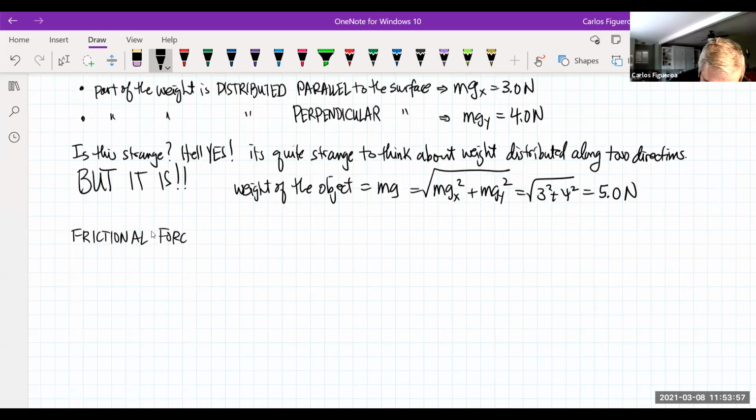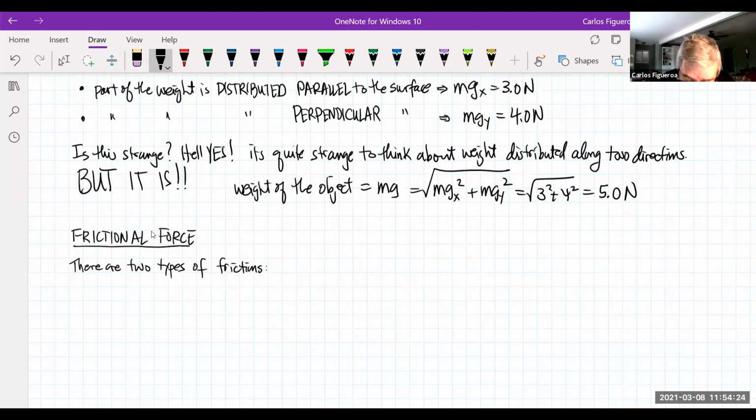Frictional force, because the frictional force is another one of these kind of bizarre topics here. Okay, what we find here is that there are two types. Two types of friction. And what you're going to find here is that one is known as static friction versus kinetic friction.